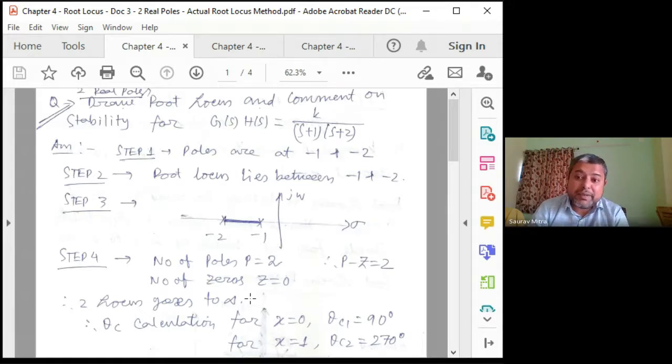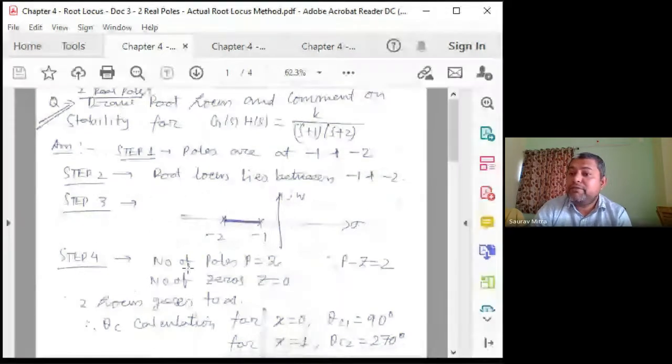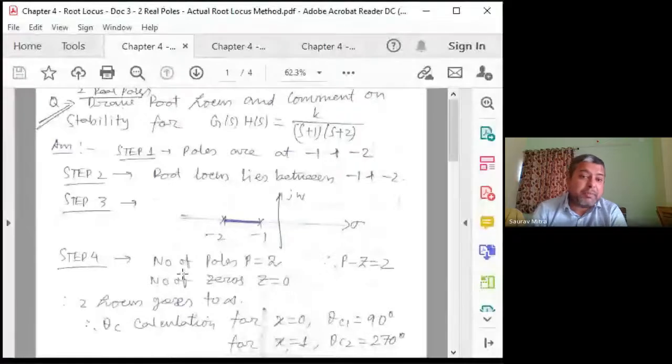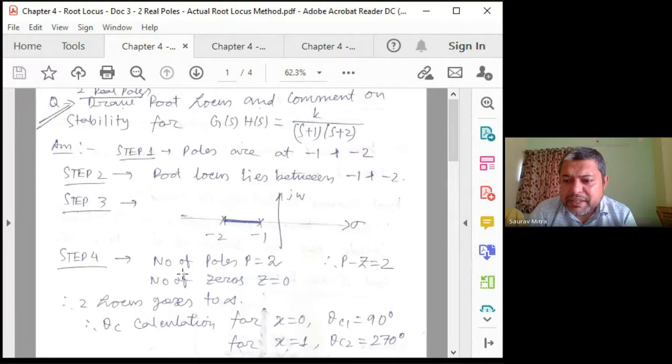So if p minus z becomes 1, 2, or 3, then only step 4 is relevant. When p minus z is greater than 0, it will be an integer only: 1, 2, 3, 4, 5. So the number of poles minus the number of zeros should be greater than 0. In that case, only this fourth step has its relevance. Initially we are going to see only pole systems, not any zeros: k by s plus 1, s plus 2. This is the first numerical. So p minus z is 2, there will be two asymptotes, 90 degrees and 270 degrees.